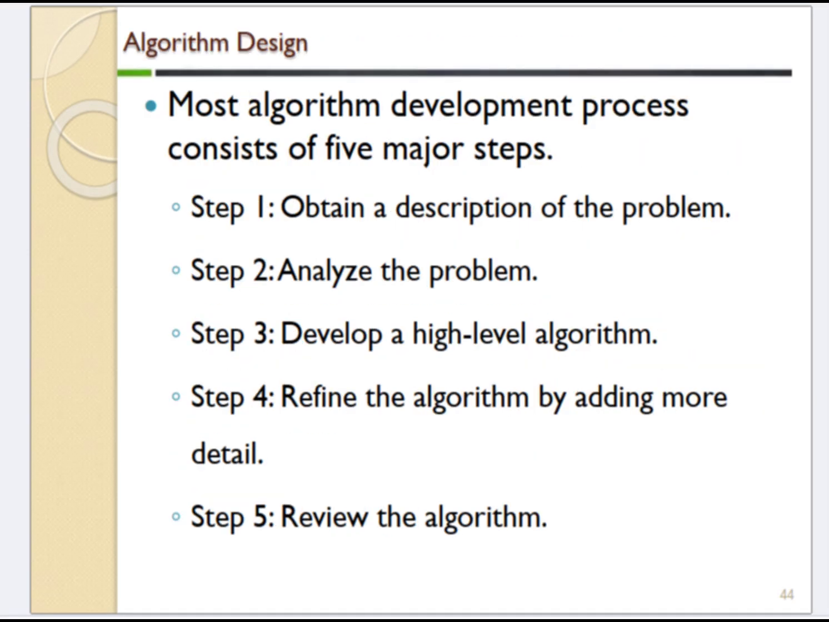Algorithm design. Most algorithm development processes consist of 5 major steps. Step 1. Obtain a description of the problem. Step 2. Analyze the problem. Step 3. Develop a high-level algorithm. Step 4. Refine the algorithm by adding more detail. Step 5. Review the algorithm.